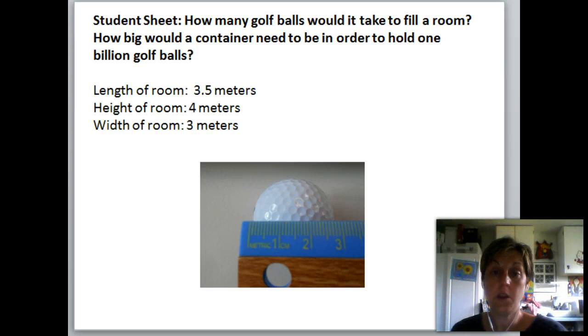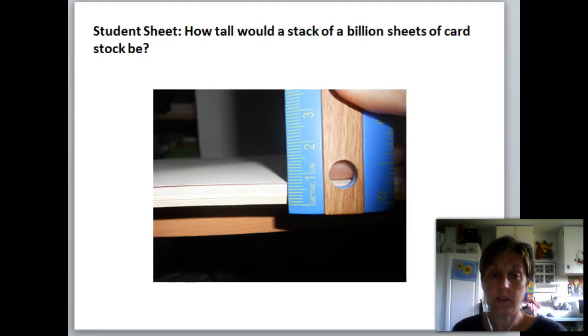When we look at this, one of the activities would be how many golf balls would it take to fill a room? I give you the dimensions of a room. And then the other question is, how big would a container need to be in order to hold 1 billion golf balls? Another activity you can choose from would be, how tall would a stack of 1 billion sheets of cardstock be? I measure out a stack of 25 sheets.